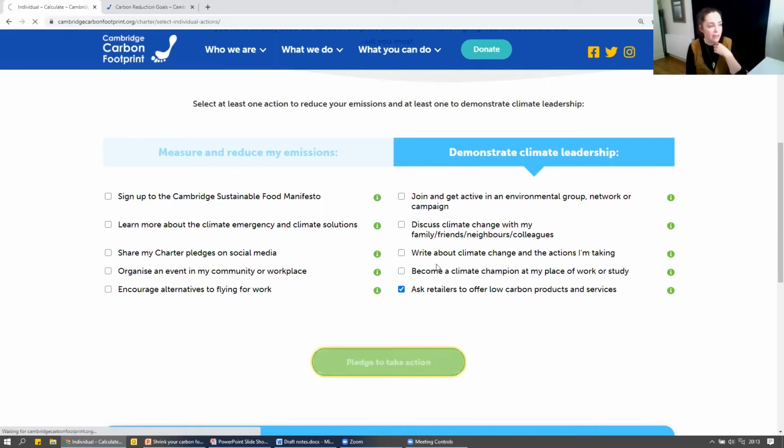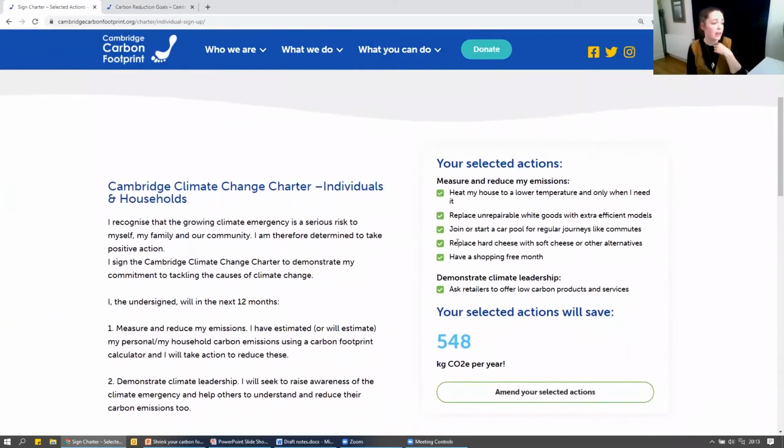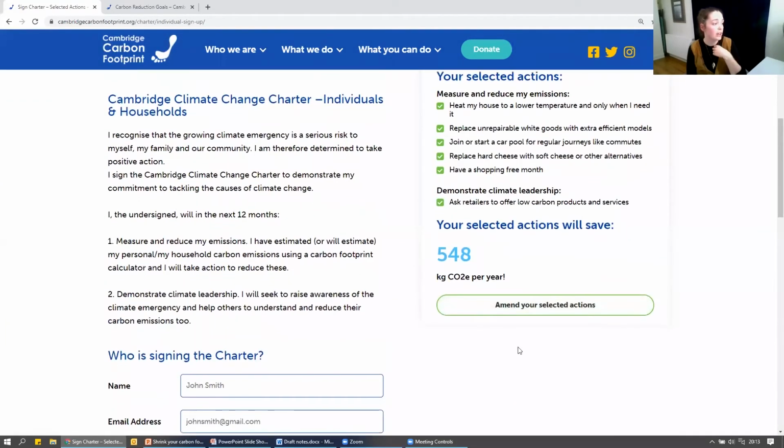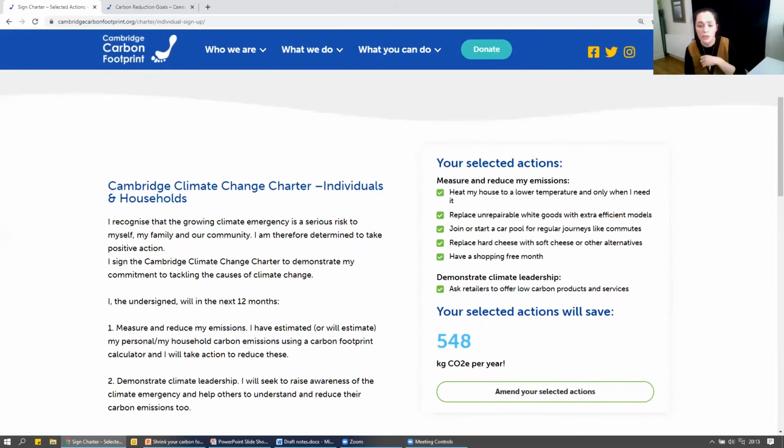And then finally, you would pledge to take action. On the next page, it will give you a summary of what your selected actions are. You can sign the Cambridge Climate Change Charter and pledge to take those actions. You can also, I forgot to show you this, download a copy of your carbon footprint. So you can keep a record of where you are now, and look at that again in, say, 12 months' time and see how much impact your pledge actions have had in reducing your carbon footprint.